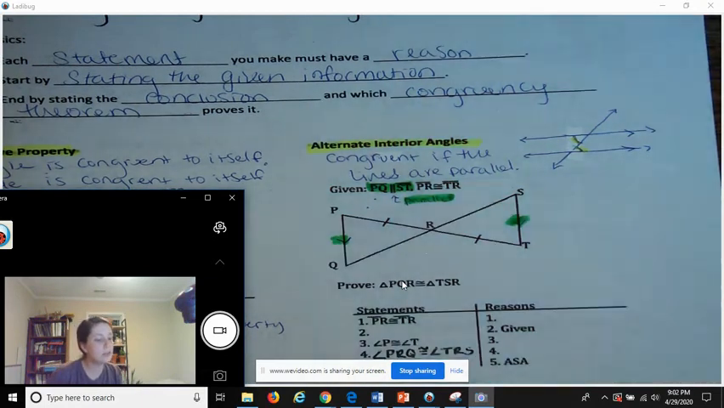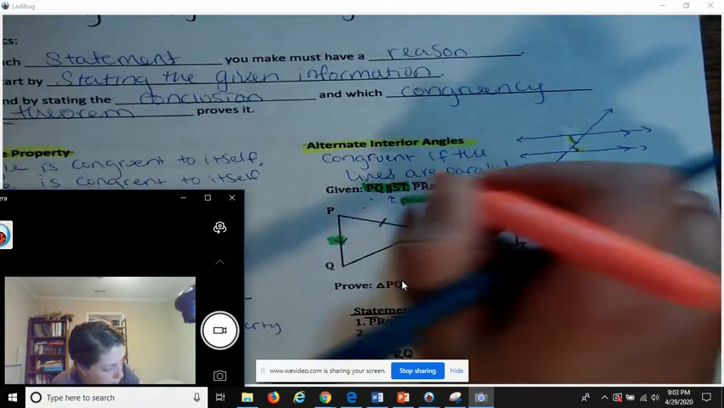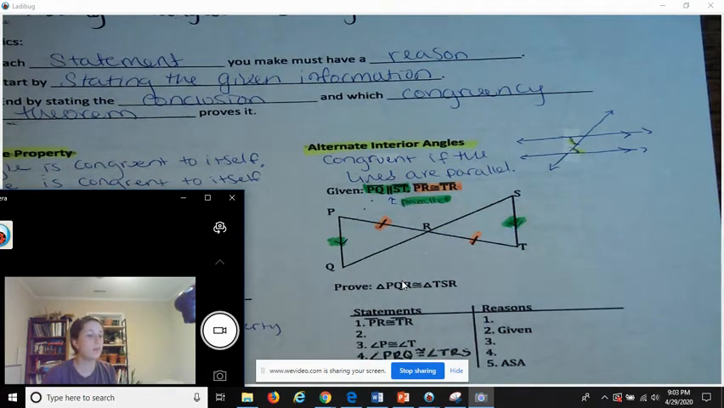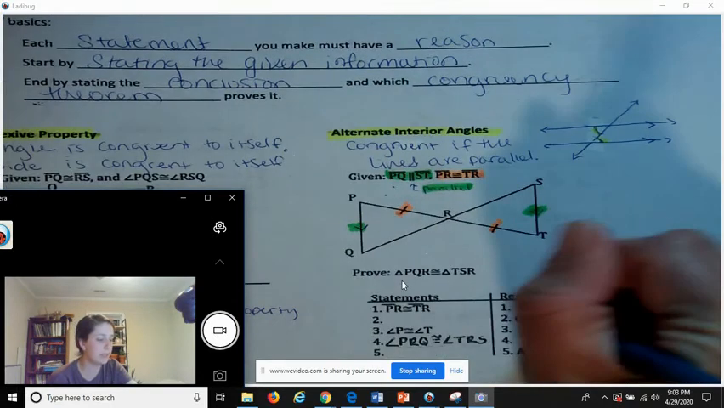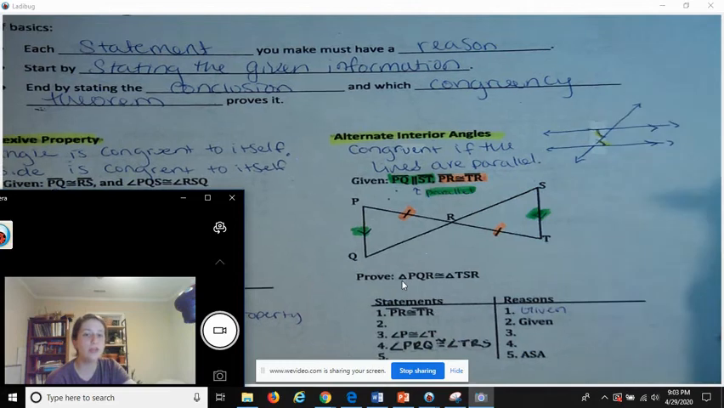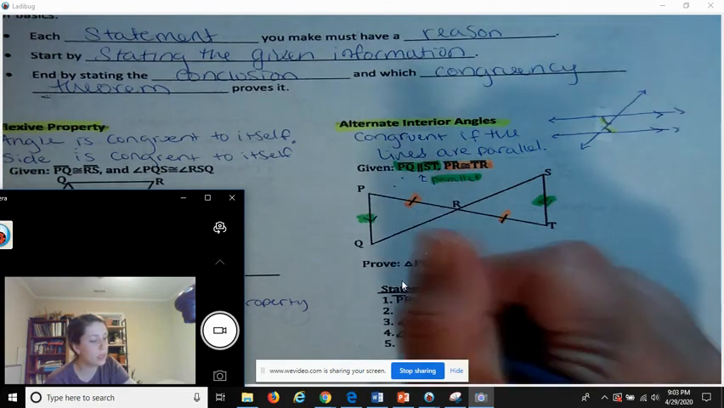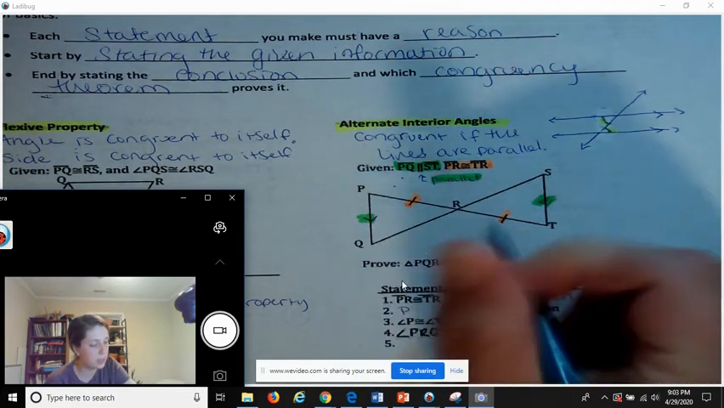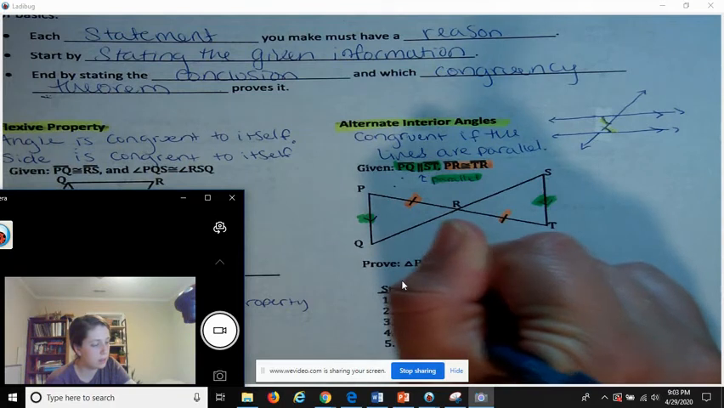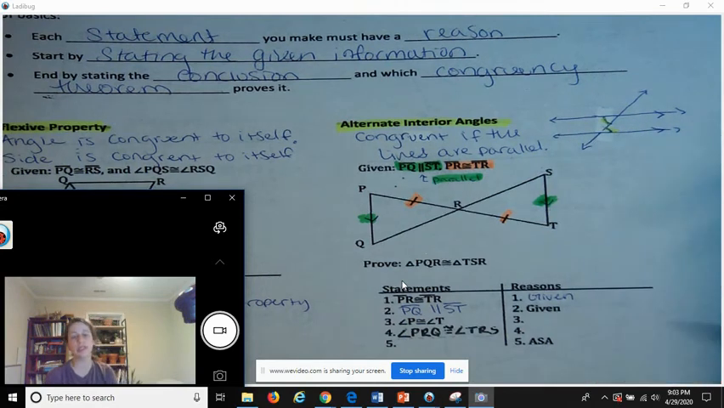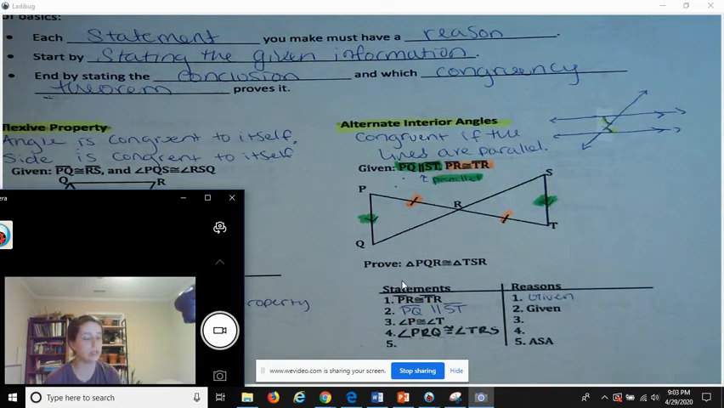Okay, then it also says that PR is congruent to TR, and that is these right there. Okay, so PR congruent to TR, given. Okay, the only other thing that's given is that PQ and ST were parallel. So we're going to go ahead and write that here. Okay, so these two are the orange and green given pieces of information at the top.